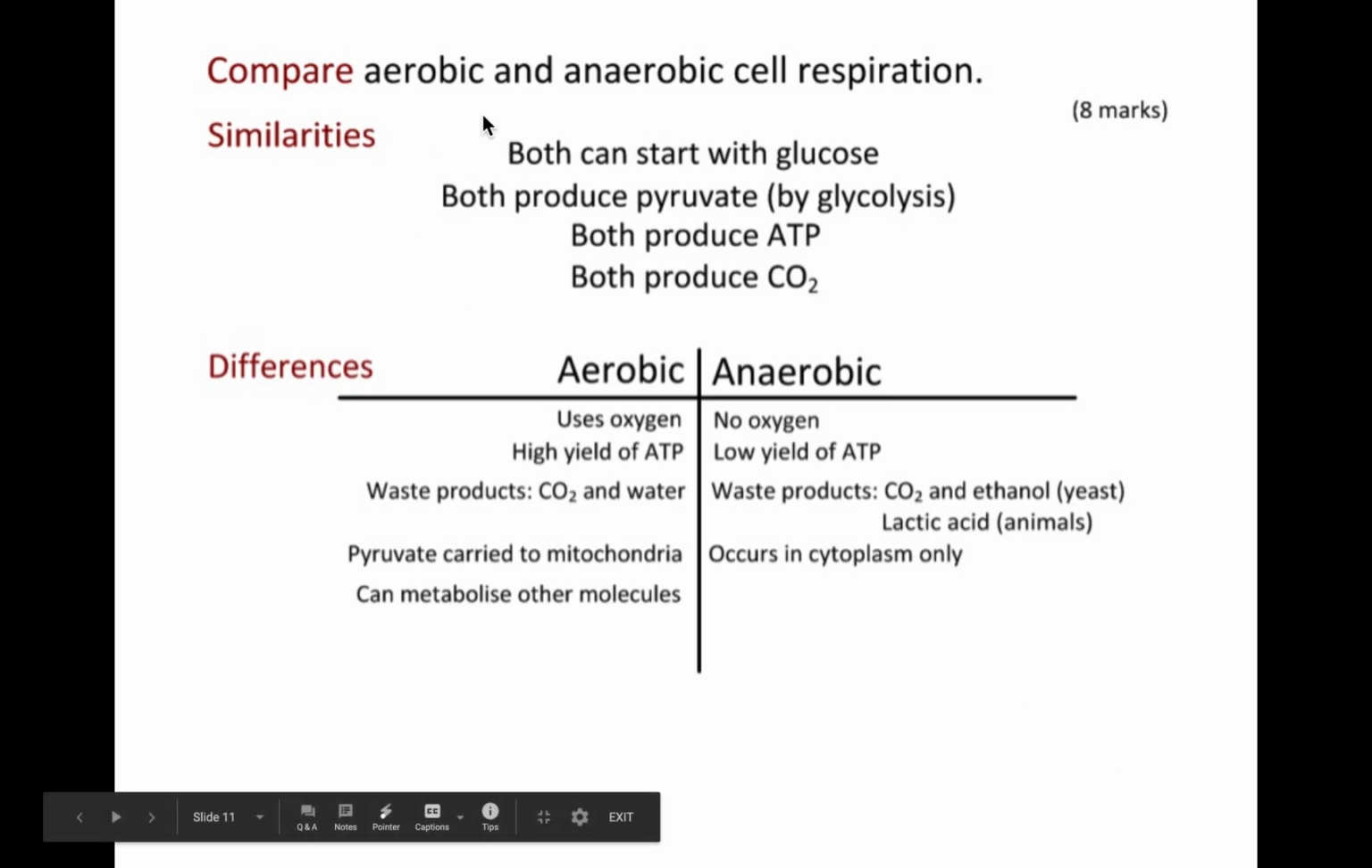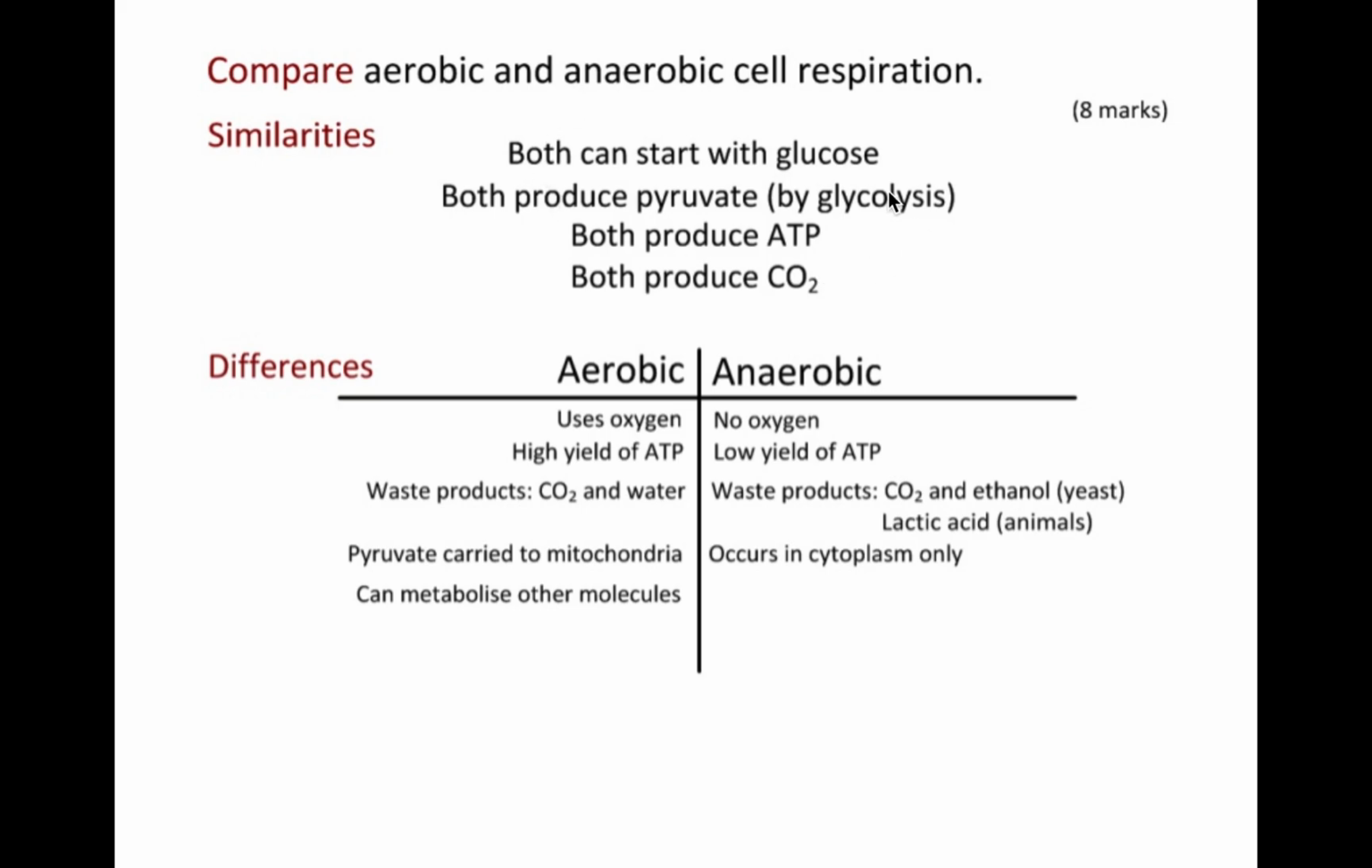So to compare aerobic and anaerobic cell respiration, if this was an essay question, you would want to talk about their similarities and their differences. So both start with glucose. Both produce pyruvate through glycolysis. Both will produce some amount of ATP, and both will produce CO2, if you're talking about yeast, for example.